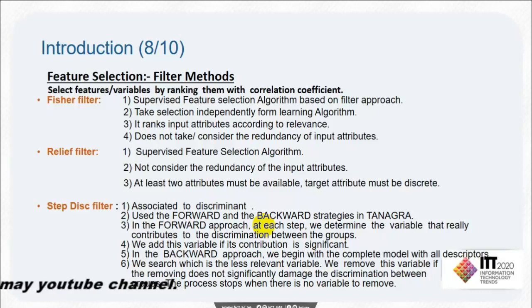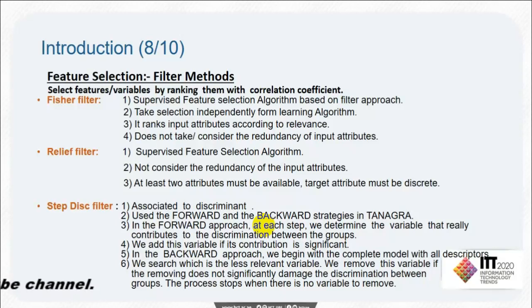At least two attributes must be available. The target class must be discrete. Step discriminant uses forward and backward strategies in Tanagra. In the forward approach, at each step we determine the variable that really contributes to the discrimination between the groups. We add this variable if its contribution is significant.